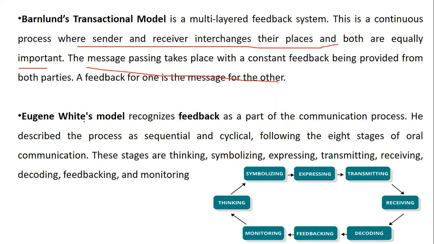Then we have White's model. Now, in this model, we have 8 stages of communication. The stages of communication start with thinking, symbolizing, expressing, transmitting, receiving, decoding, feedbacking, and monitoring. These are the 8 stages which have to be kept in mind very well. So you may get a question on White's model. What does White's model talk about? It talks about thinking, symbolizing, expressing, transmitting, receiving, decoding, feedbacking, and monitoring. So you should remember these steps very well.